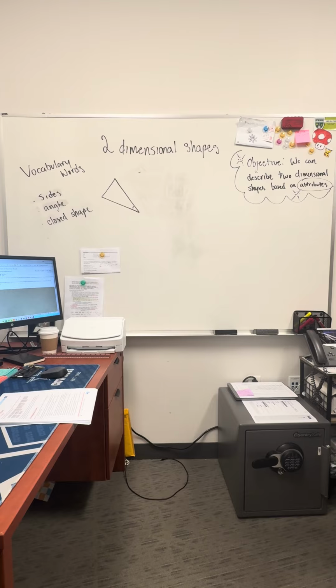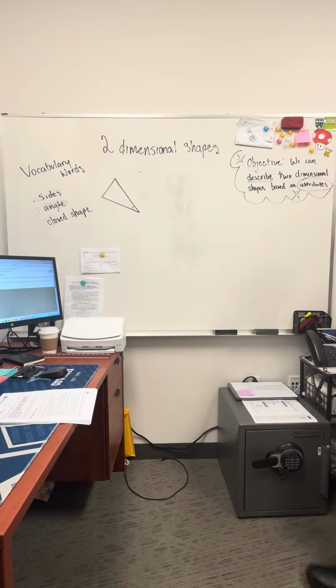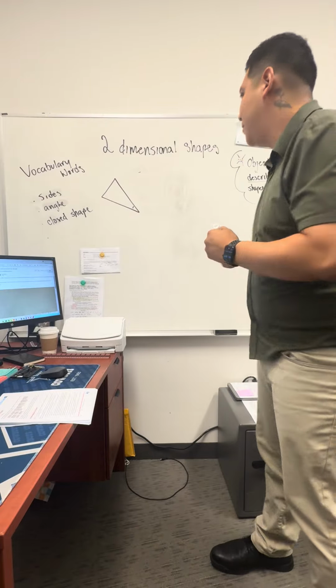Attributes, it's a pretty big word. I'll give you a hint, check it out. We can describe two-dimensional shapes based on attributes. So what's another key word we see there? Describe. So attributes, all that means is characteristics used to describe a shape.